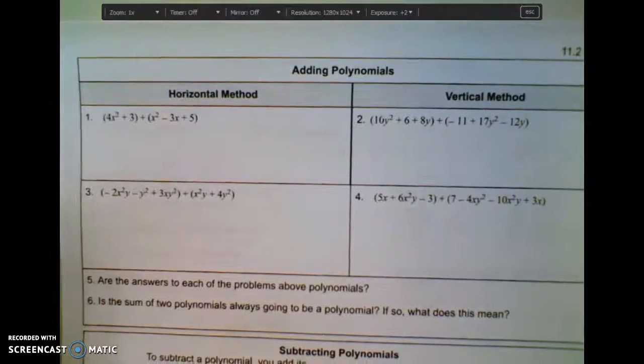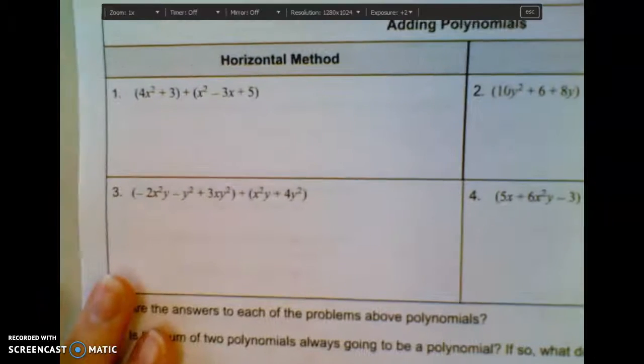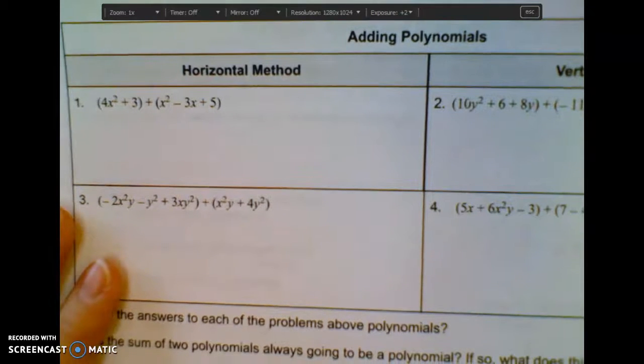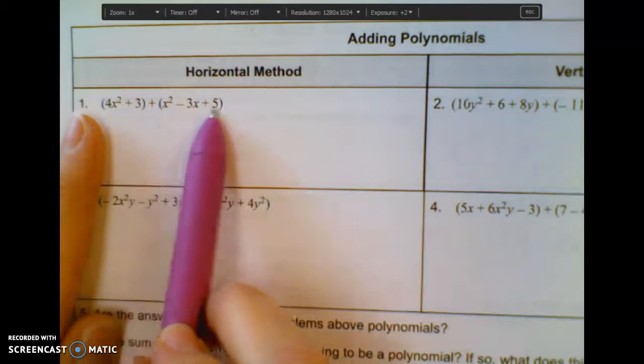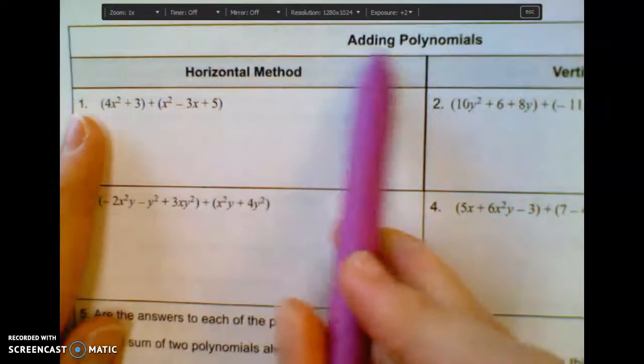Alright, we are on the back of 11.2. We're going to start adding polynomials without algebra tiles. So there are two methods for this, the horizontal method and the vertical method, and I'll show you both. You can use whichever one you want. But the horizontal method is just looking at them side by side and picking out the like terms and adding them. So we are adding polynomials.